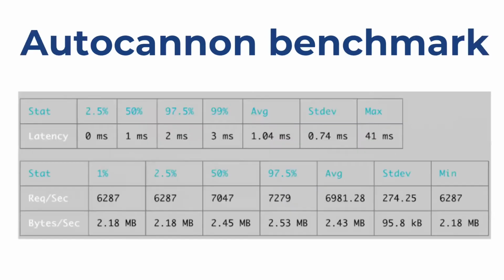And here you can see the autocannon benchmark. It's a modern HTTP 1.1 benchmark. It's written in Node.js. And here you can see that we achieved about 7,000 requests per second.